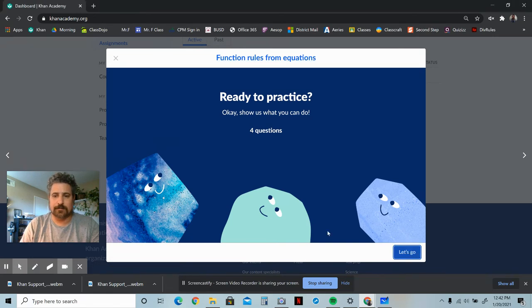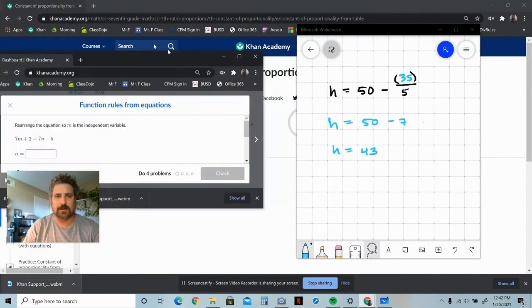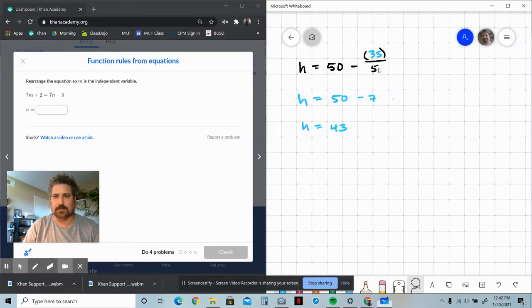So let's go. It says rearrange the equation so m is the independent variable. This one's going to require a little more manipulation. So let me shrink this down and expand this out.